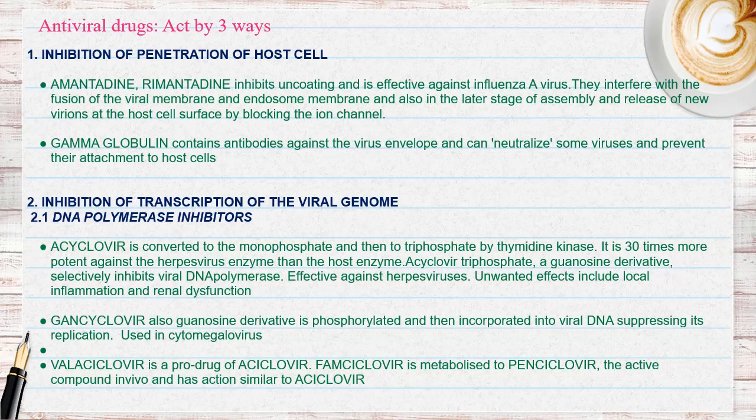So you have drugs like amantadine and rimantadine, which inhibit the uncoating and are very effective against influenza A virus. They also interfere with the fusion of the viral membrane and the endosome membrane, and also, in the later stage of assembly and release of new virions at the host cell surface, by blocking the ion channels. So look at this, it works well at 2 points.